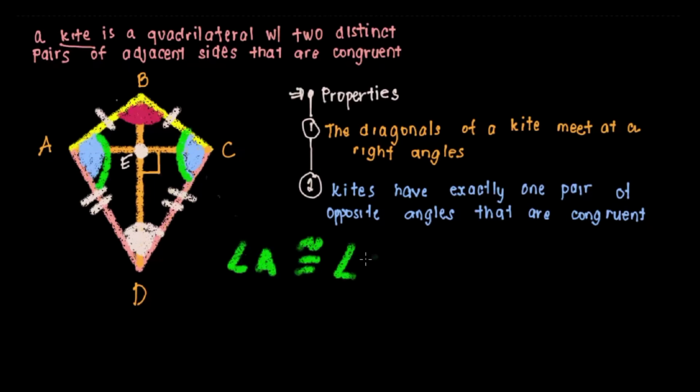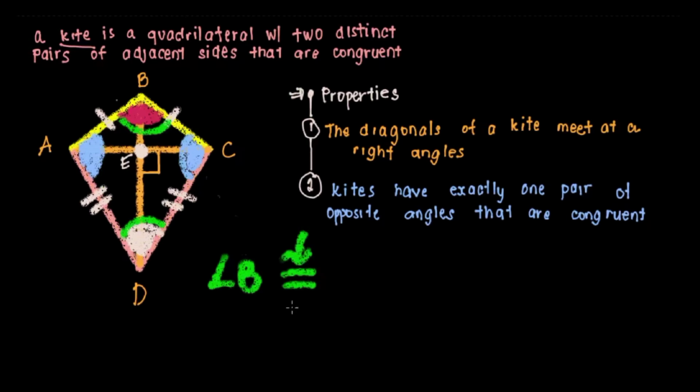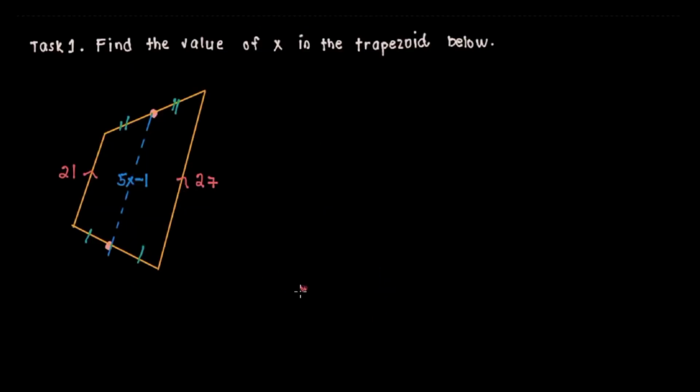Now, yung pangalawa, si angle A. So, angle A is congruent to angle C. Meron lang tayong isang pair ng opposite angles na congruent. However, angle B is not congruent to angle D. And these are the important properties na kailangan nating matandaan sa mga susunod na task natin. Now, I want you to find the value of x in the trapezoid below.